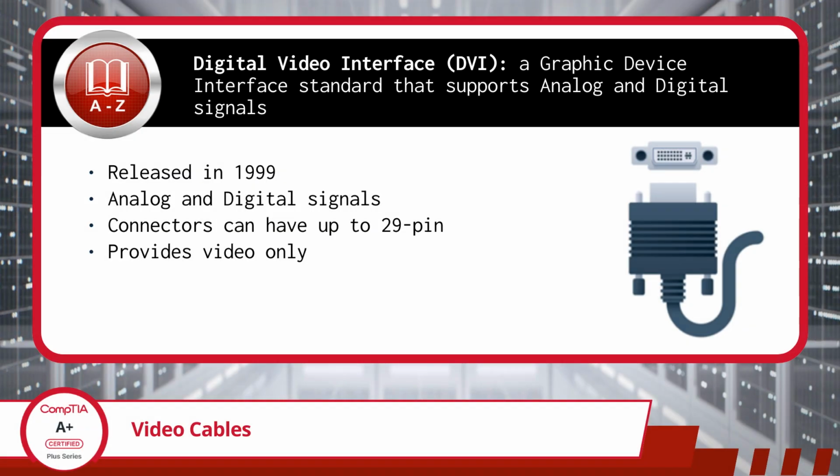Next is DVI, which stands for Digital Visual Interface. Released in 1999, DVI was designed to bridge the gap between older analog displays and newer digital displays. Unlike VGA, DVI introduced digital signaling, which allowed for improved image clarity and higher resolutions. Some DVI variants also maintain support for analog signals to ease the transition from VGA.